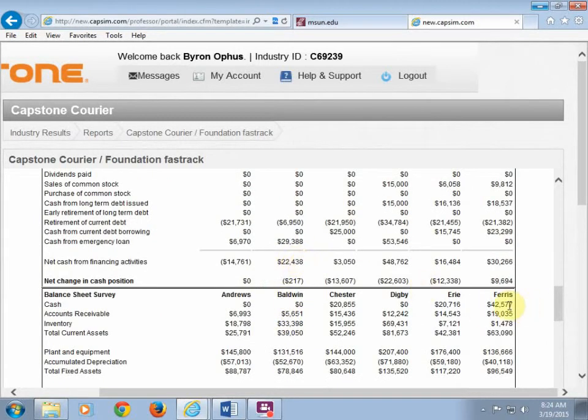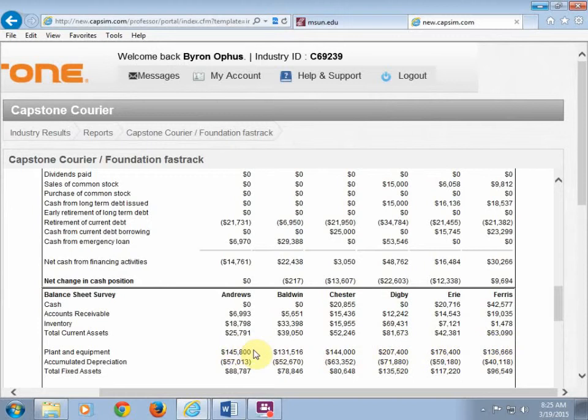Ferris is doing great, and they got $43 million, $42.5 million in cash. Chester, they're sitting on a decent amount of cash, so that's pretty good. Okay. Here's what I mean when I've said several times, plant and equipment. Digby has up to $207.4 million in plant and equipment, far and away the biggest, right?